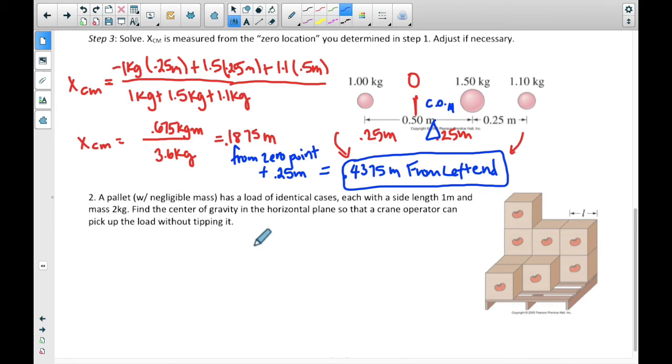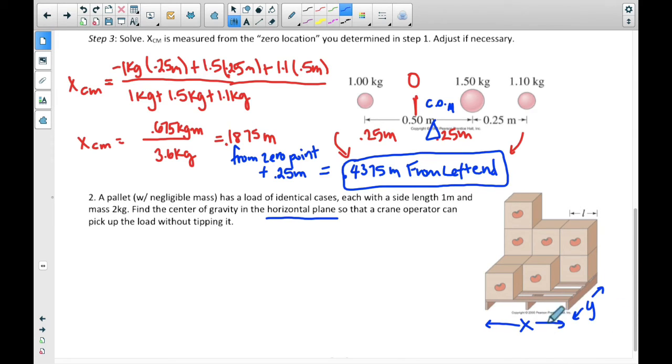Find the center of gravity in the horizontal plane so that a crane operator can pick up the load without tipping it. So in the horizontal plane, we need to have a forklift come in here and lift it up without it toppling over from side to side. That's what we're trying to find. So we're trying to find the center of mass in that horizontal plane, the horizontal plane being the pallet itself. We want it in the x direction, but we also want it in the y direction because we don't want it to flop forward or backward either. We don't want to tip our tomatoes.